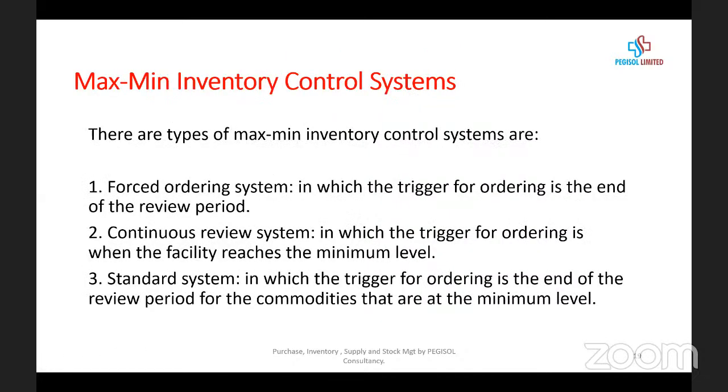So now let's look at some of the inventory control systems. We have what we call the max-min inventory control system. There are two types of max-min inventory control system. This max-min inventory control system is the maximum and minimum inventory control system. One, the periodic review system, in which the trigger for ordering is the end of the review period. So for this, the order is done at the end of a particular period. The continuous review system is one in which the trigger for ordering is when the facility reaches the minimum level. So when you order in this control system, you order when the reagent has got to a minimum level. That means you must have established a minimum reagent level for each of your stock.